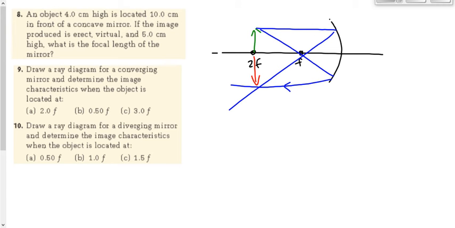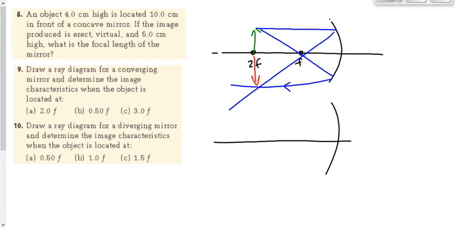What are the characteristics of this? It's the same size, it's inverted, and it's real or virtual? Real. Solid lines are intersecting there. What if we move our object a little bit?